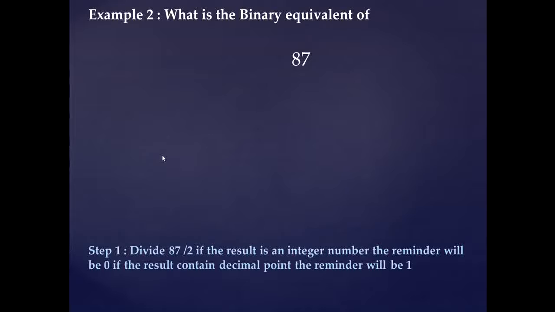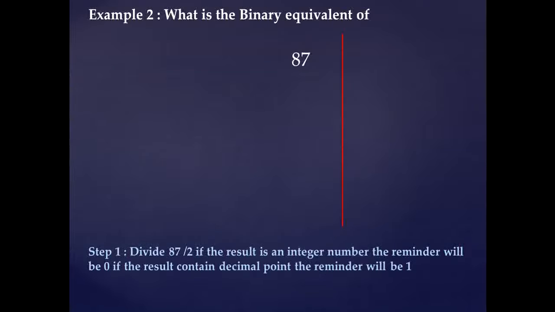If the result is an integer, we're going to write a remainder of 0. If the result contains a decimal point, we're going to write a remainder of 1. 87 divided by 2 equals 43.5. So we write 43, and as a remainder we add 1, as we have a decimal point. We add the integer part here, and the 0.5 will be written as a 1 remainder.